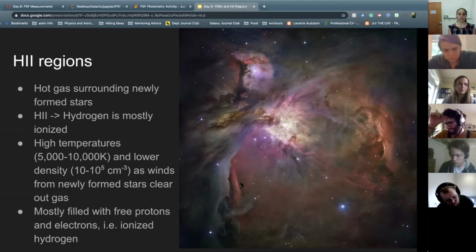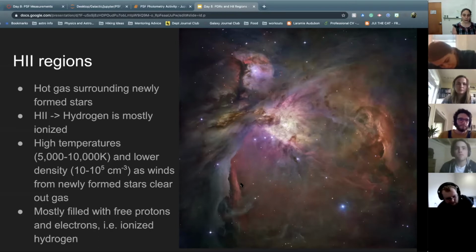So 10 to 10 to the 5 particles per centimeter cubed. As winds from newly formed stars clear out the gas, and supernovas will also clear things out slightly, they'll be slightly less dense than the GMCs that surround them.